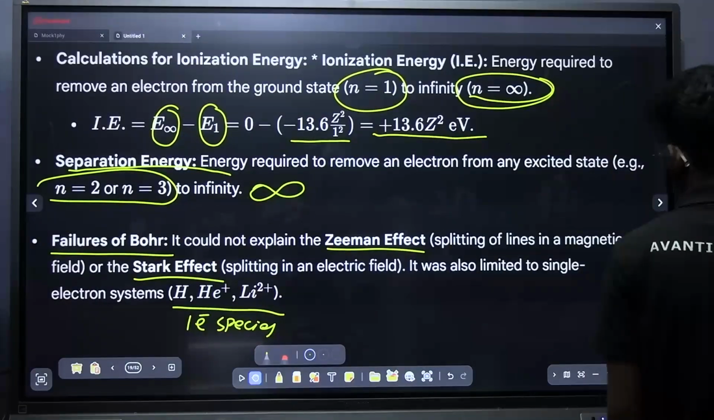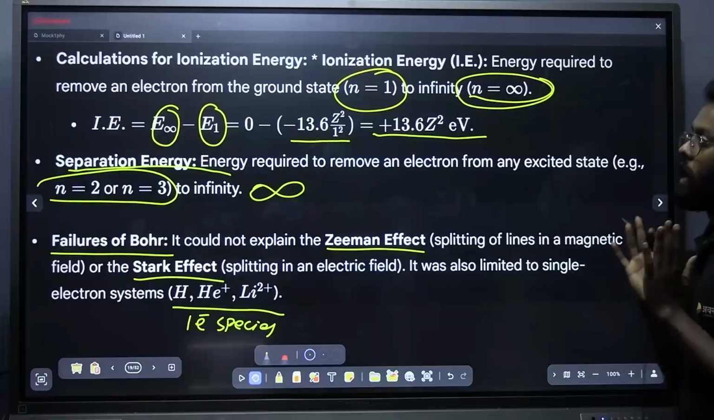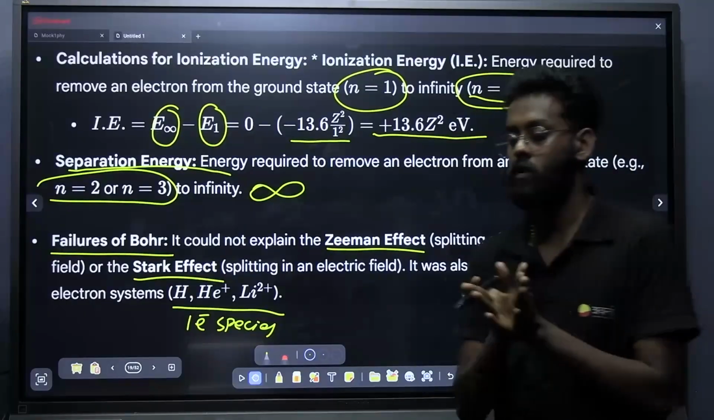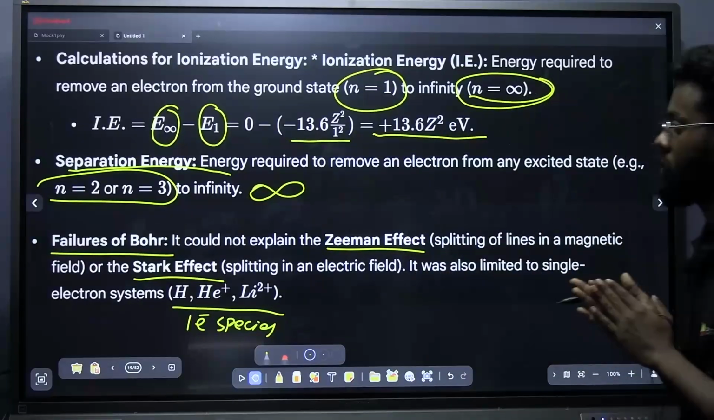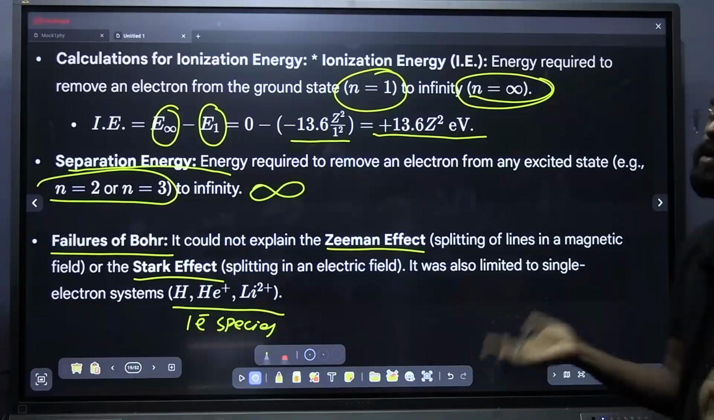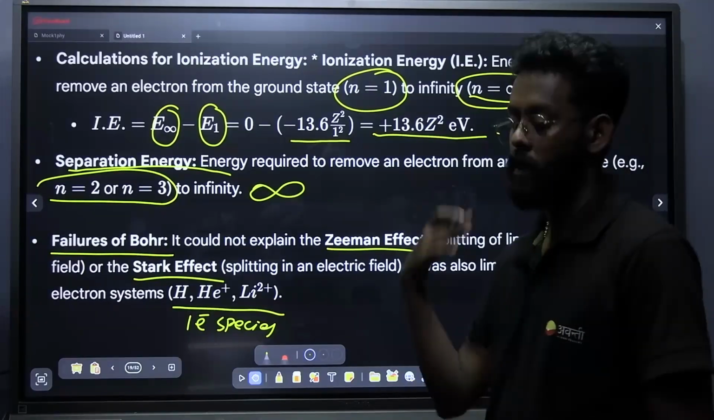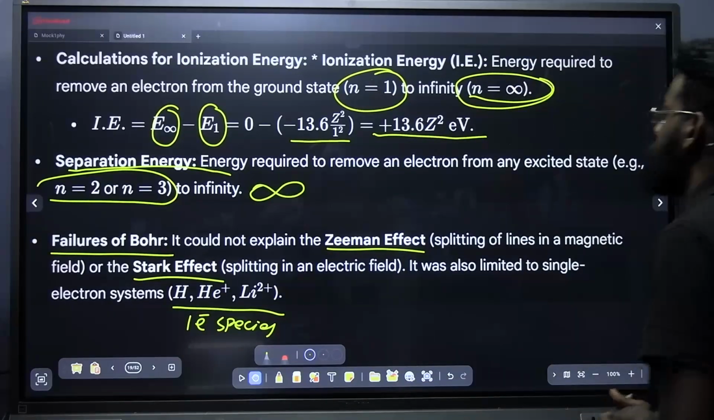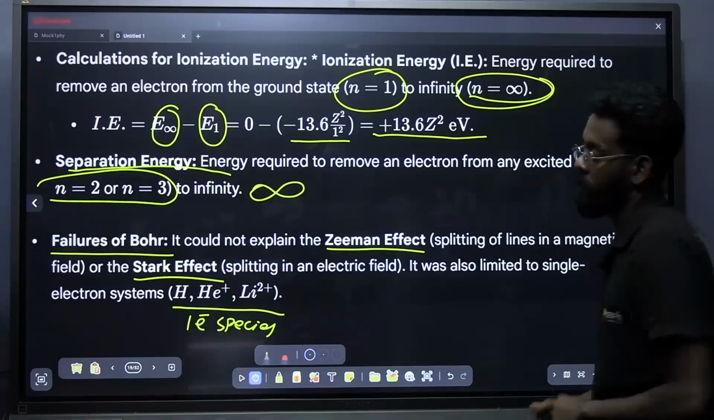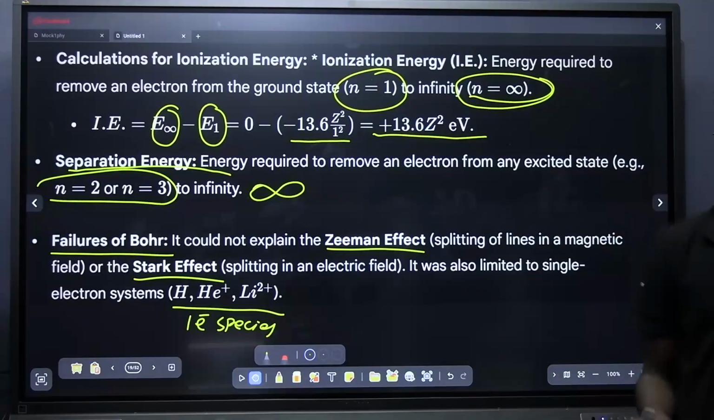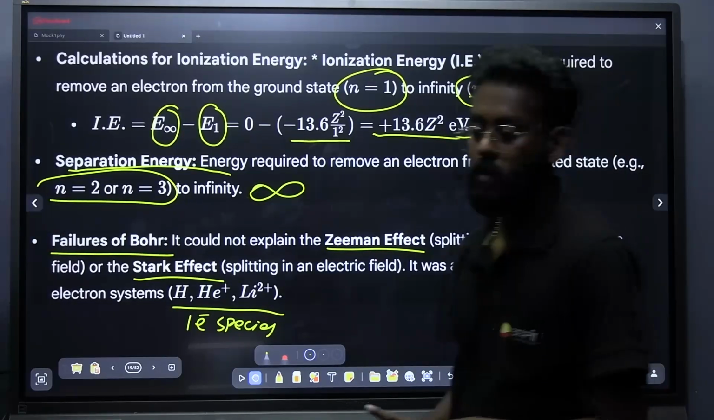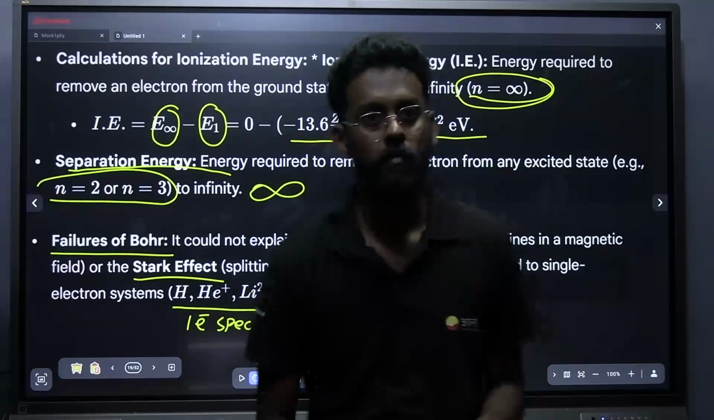No need to write the complete thing on the board. Ionization energy, n is equal to 1 to n is equal to infinity. Separation energy, n can be anything, and the next higher level energy will be infinity. Okay, done.